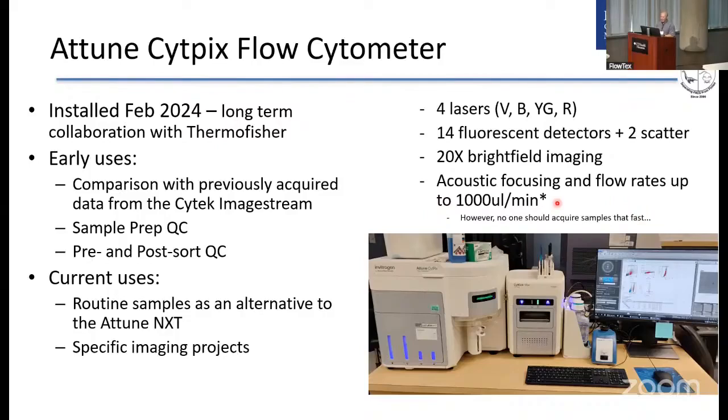But it's there. Initially, we needed to determine the imaging quality of the instrument, given our long-standing experience with the ImageStream, and our goal also was to just put it through its paces in a core. So our early uses of the instrument were to compare some data sets side by side with the ImageStream, and use it for basic sample prep QC and pre- and post-sort QC to show that you are actually isolating viable cells, and not just garbage, and you actually sorted cells and not just garbage. So that was our first use case.